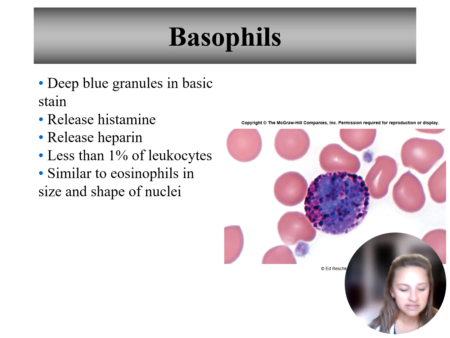A basophil, this is still a granulocyte. It has blue granules. This releases histamine.